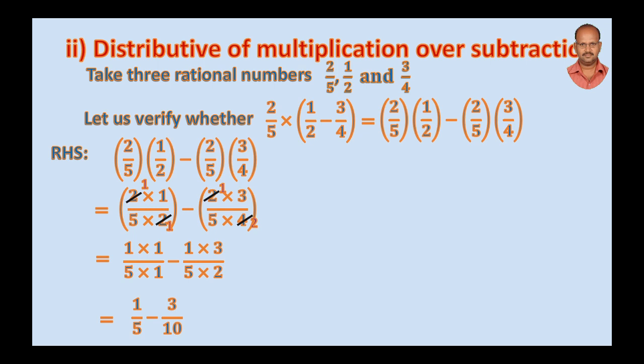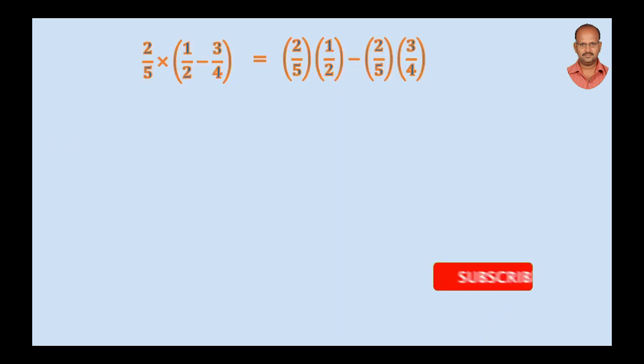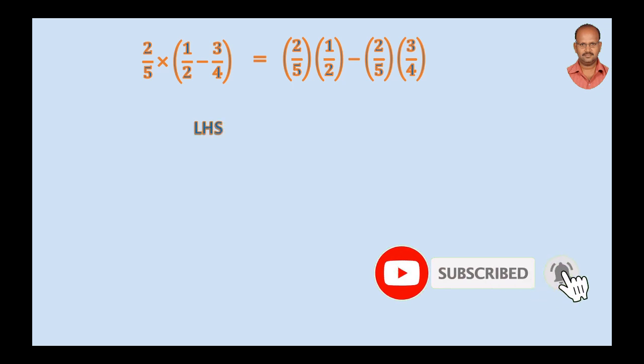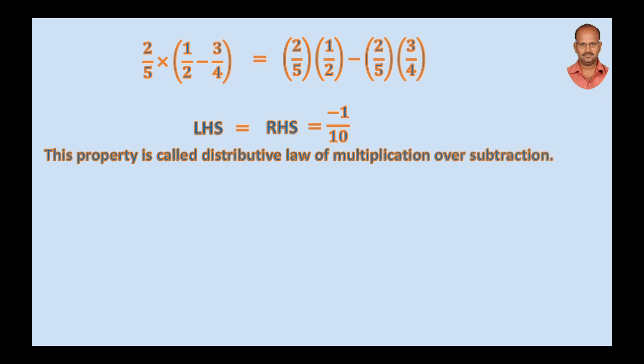Then LCM of 5 and 10 is equal to 10. 1 into 2 minus 3 into 1 upon 10. 2 minus 3 upon 10, that is equal to minus 1 by 10. Then LHS is equal to RHS, that is equal to minus 1 by 10. This property is called distributive law of multiplication over subtraction.